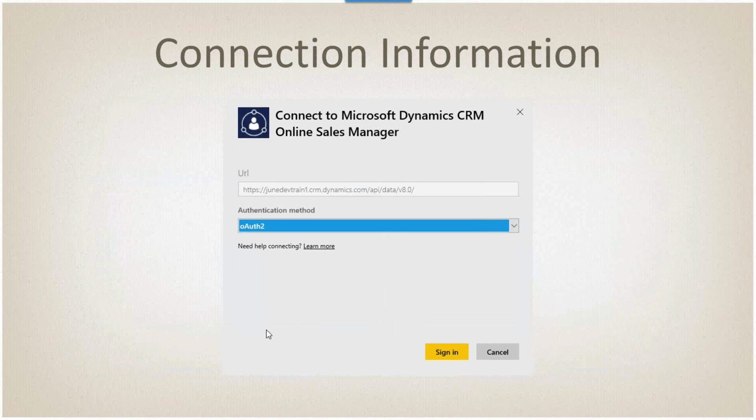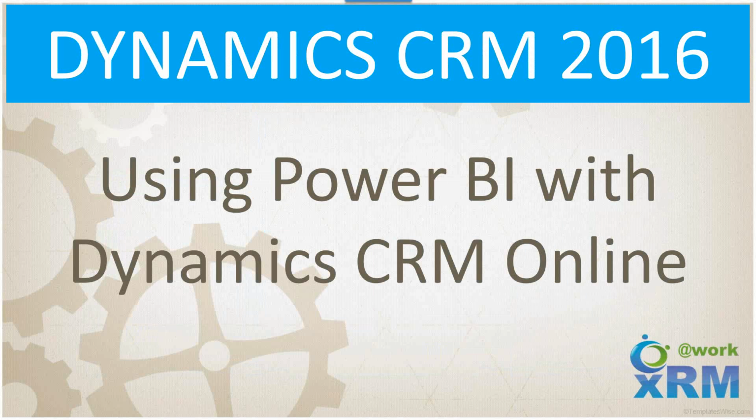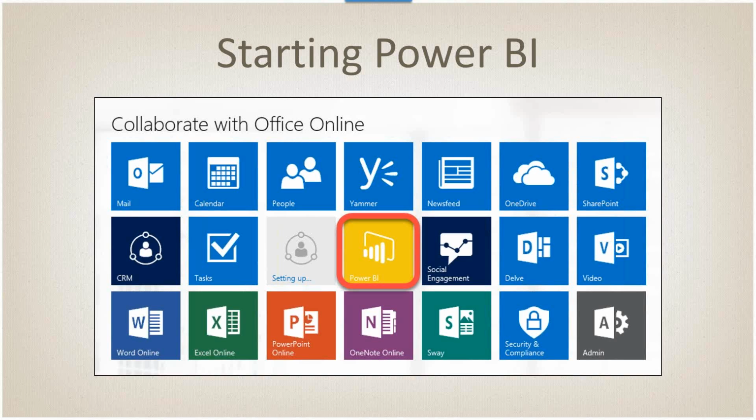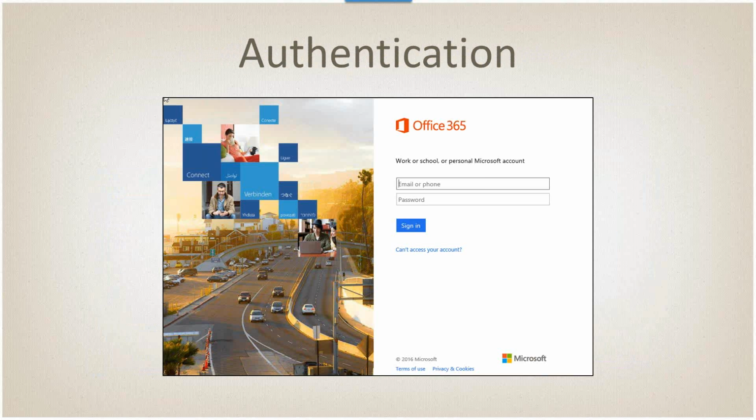Then you have to put in the URL and the authentication method. In this case, we're going to be using OAuth2, which is what the OData endpoint, which is that URL at the top, uses. So we're going to select that, and when we sign in, it's going to pop up our standard login box that we've seen if we've been working with CRM Online forever. So you just go ahead and log in. It will record your information and store that somewhere safely.